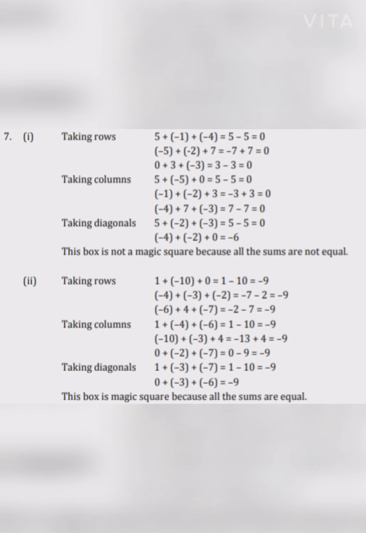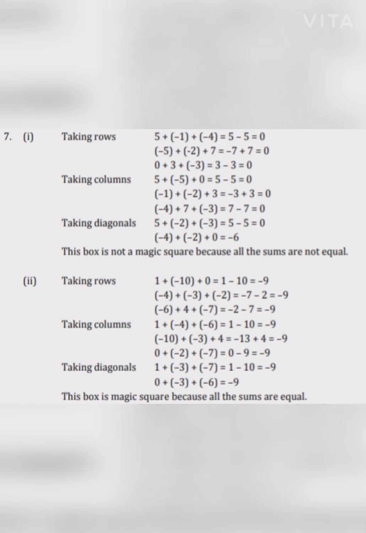Taking diagonals, 1 plus minus 3 plus minus 7 is 1 minus 10, which is minus 9. 0 plus minus 3 plus minus 6 is minus 9. This box is a magic square because all of the sums are equal.